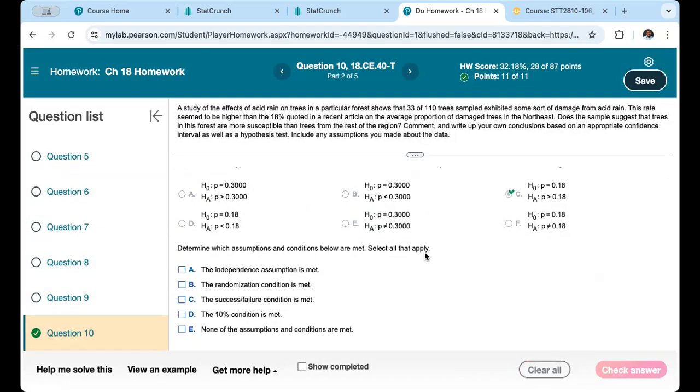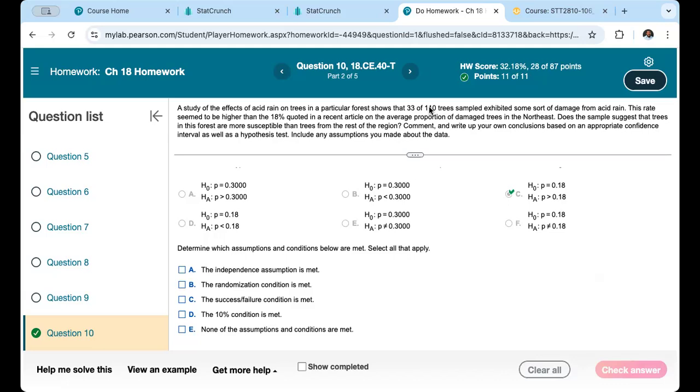So now, tell me which of the following conditions are met. Remember, we have 4 assumptions: independence, randomization, less than 10%, and then success or failure. Is that okay? So, do you know the easy one to do first? The easy one to do is the success or failure condition. Because you have your p naught to be 0.18, all you have to do is multiply 0.18 times 110. Is that okay? That is a success condition. When you do that, what do you get?